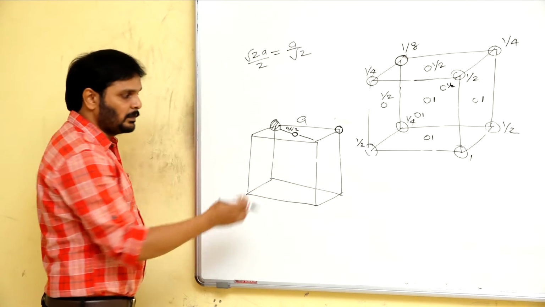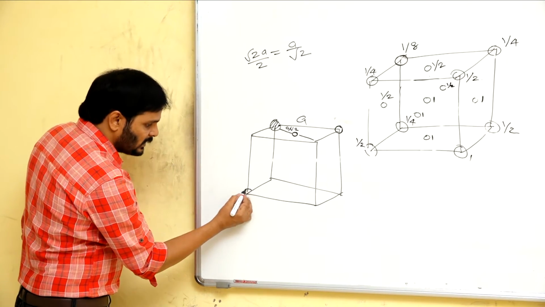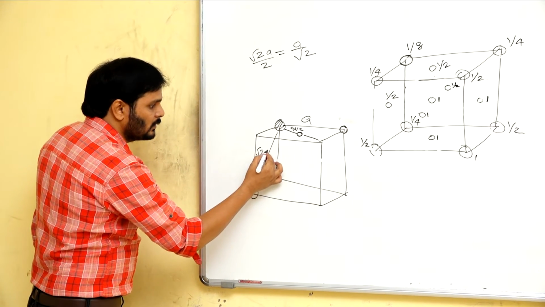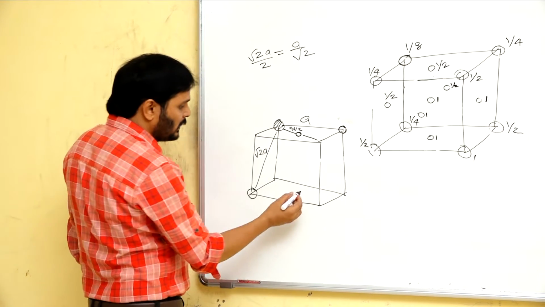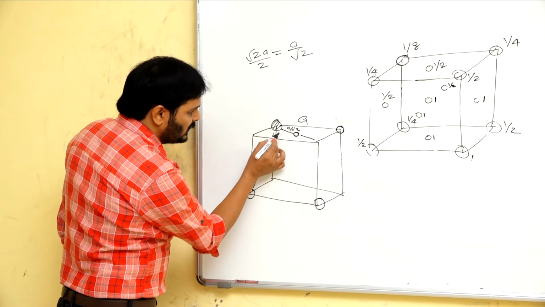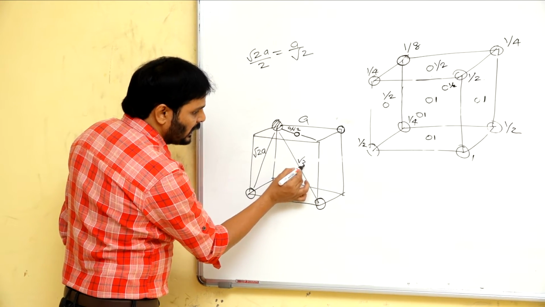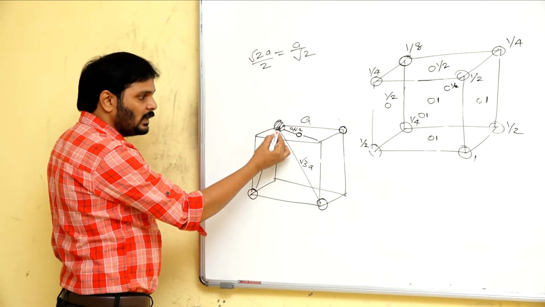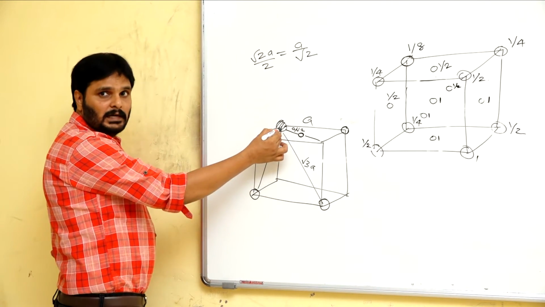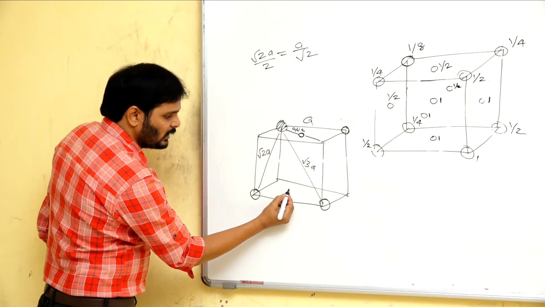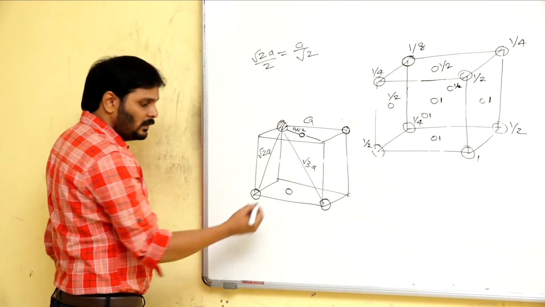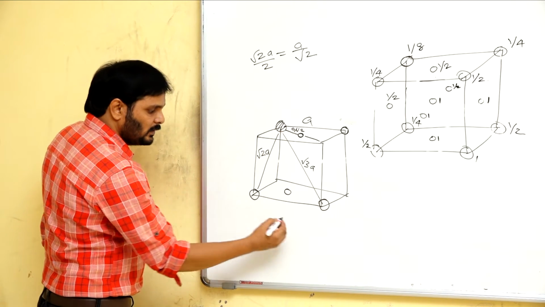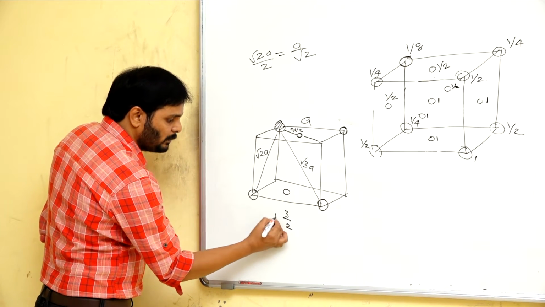Now this atom is separated with the distance root 2a. Next, this atom is separated with the distance of the body diagonal, root 3a. At the same time, adjacent, this is a corner atom. To this corner atom, adjacent face centers. This is one adjacent face center. Now the distance between these two is root 3 by 2 times a.